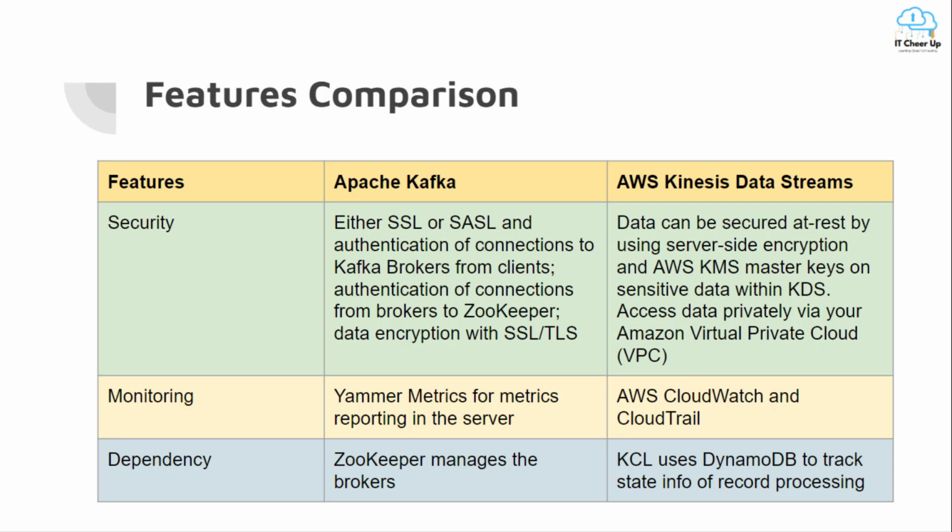Apache Kafka provides JMX metrics for the metrics reporting in the server. Confluent Cloud provides more commercial monitoring and management. AWS uses CloudWatch and CloudTrail for monitoring and auditing. On the dependency, Apache Kafka uses ZooKeeper to manage the brokers. AWS KCL, the Kinesis Client Library, uses DynamoDB to track state info of the record processing.